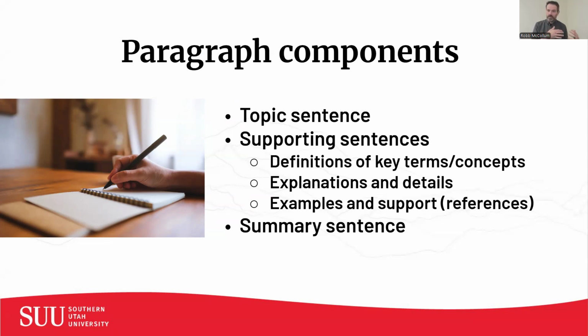If we're writing about a process, then we may want to explain how that process works. If we're talking about the advantage of a particular business approach, then we may detail what some of those advantages are. We may also include some examples, illustrations, support. If we're doing academic writing, then we're also going to probably include references and citations to other articles that help support what we're saying in our main idea or our topic sentence.